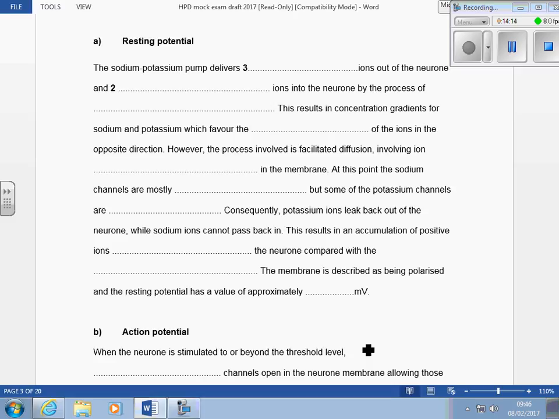So let's start with the resting potential then. The sodium-potassium pump delivers 3 what ions? Sodium, so you can either put sodium or you can write Na+, that's fine. All right, if you've put both, even better. And that's the sort of thing where if you lose one somewhere else, I might take account of extra information that you've put in. So they're going out of the neuron, and 2 K+ or potassium ions going into the neuron by the process of active transport. Certainly is.